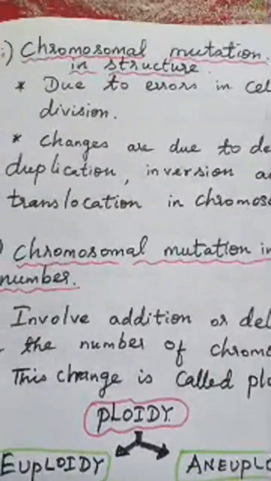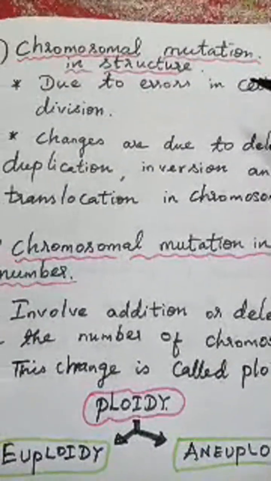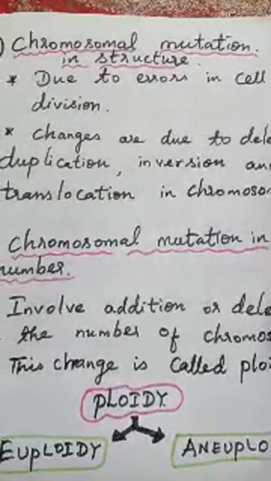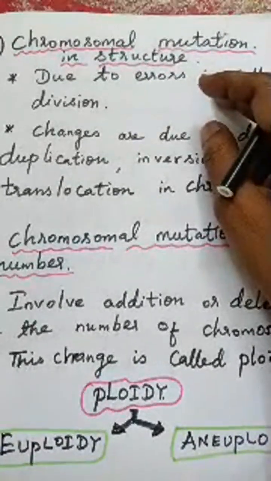Okay. So next, we will see about the chromosomal mutation. There are two types of mutation I told you just now. What are they?